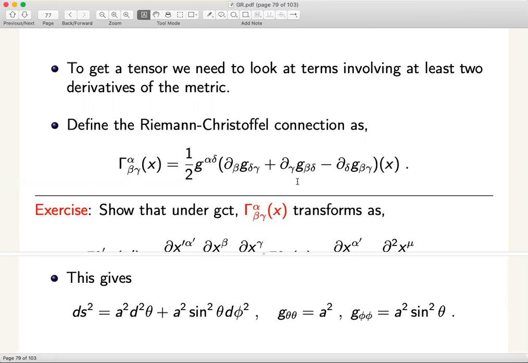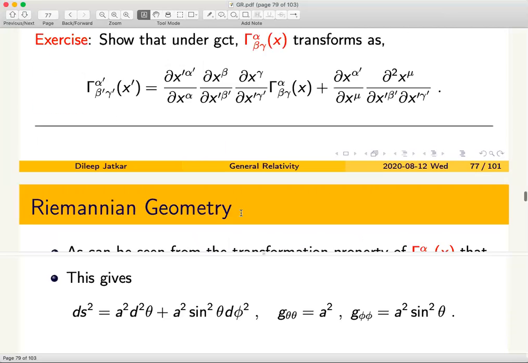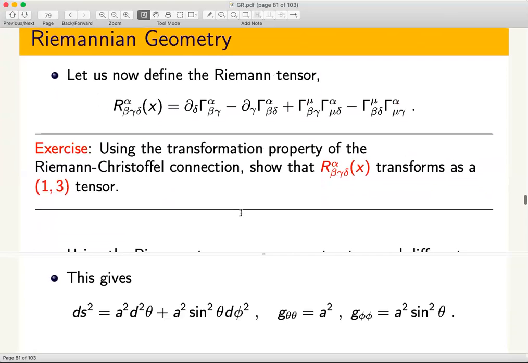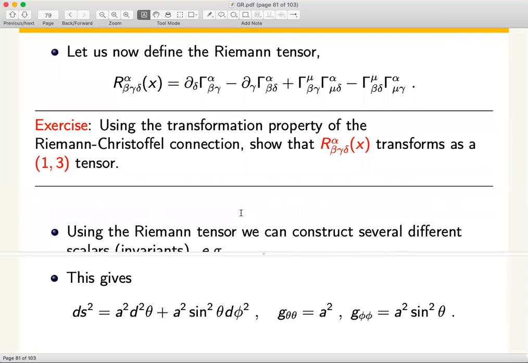That is something which will help you reduce the computation of the number of components, because if you compute gamma alpha theta phi, alpha could be anything, then you don't have to compute gamma alpha phi theta because of this symmetry. That is something which would reduce the computation of independent components of the Christoffel connection.